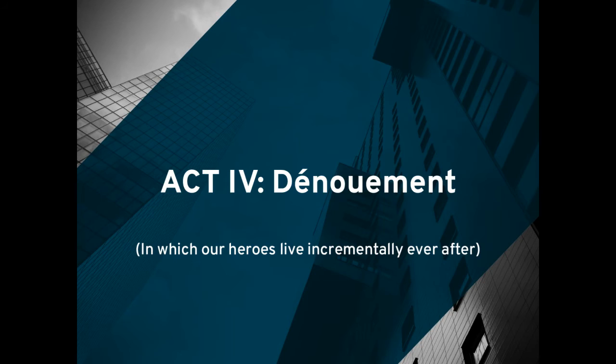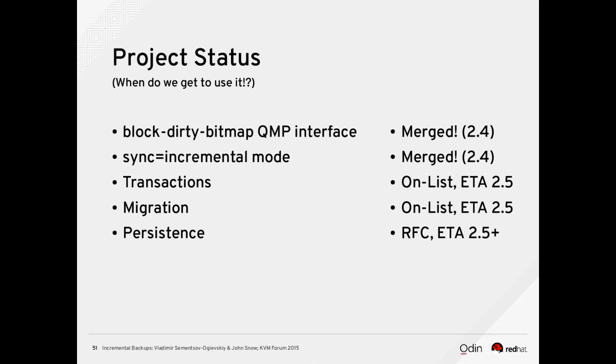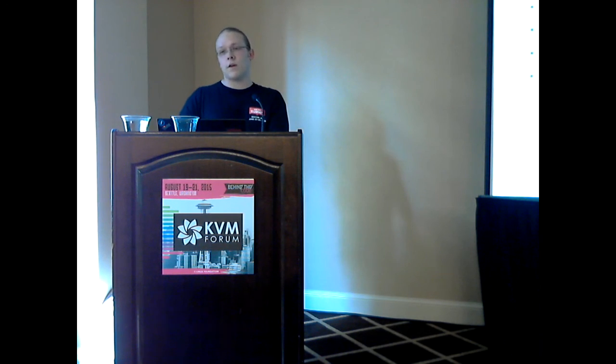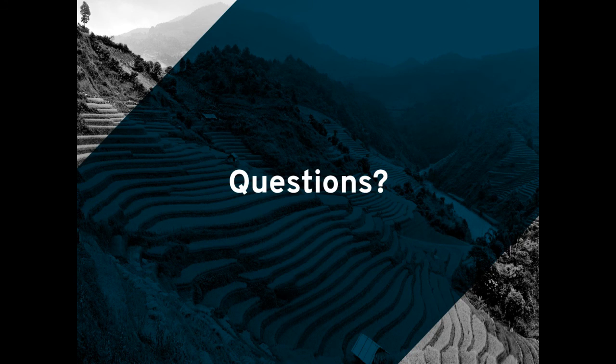So, last bit, project status. The block dirty bitmap QMP interface is already in. The sync incremental mode is also already in. Transactions, 2.5. The migration is on list, and I expect that to go in shortly. And the persistence is still in RFC for now, so hopefully 2.5 or maybe 2.6. And that's it. Any questions?